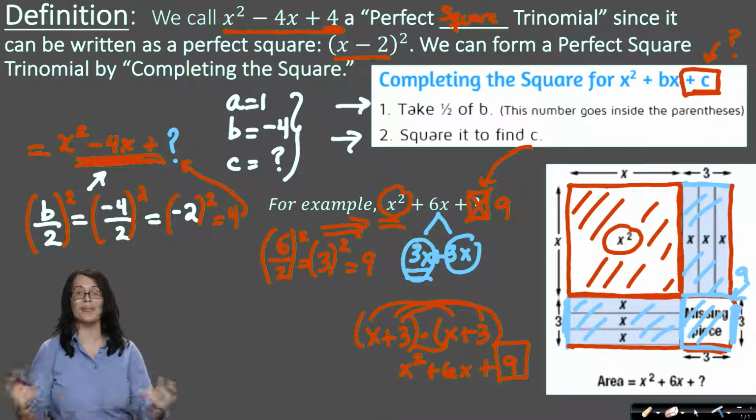Now, if you don't like that at all, you don't have to use that every time. You can simply remember the rule. Take half of b and square it, that's your missing term. Totally fine. But if you want to understand why we call it completing the square, it's because of this situation. We're literally completing the area of a square.